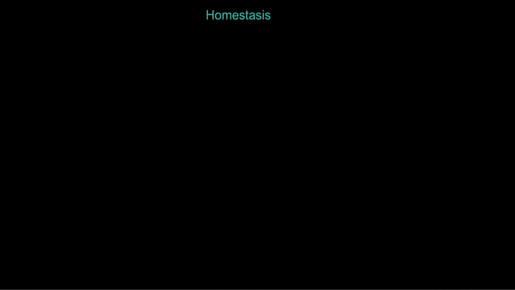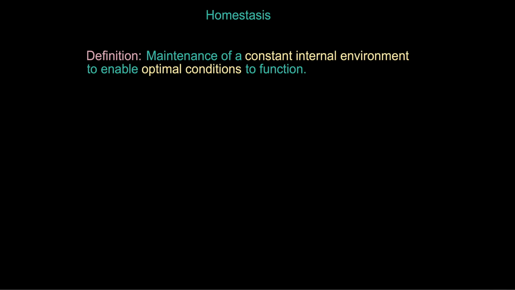Quite a bit of what we've been learning so far has been building up to the concept of homeostasis. And while we haven't formally defined it as yet, we can do so now. Homeostasis is the following, and you're doing it right now as a biological organism, and this is occurring continuously. It is the maintenance of a constant internal environment to enable optimal conditions to function.